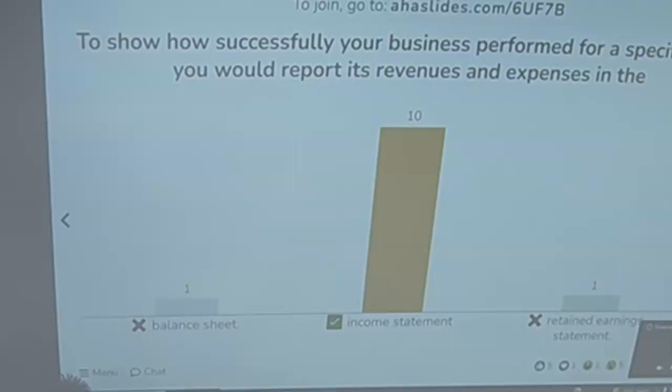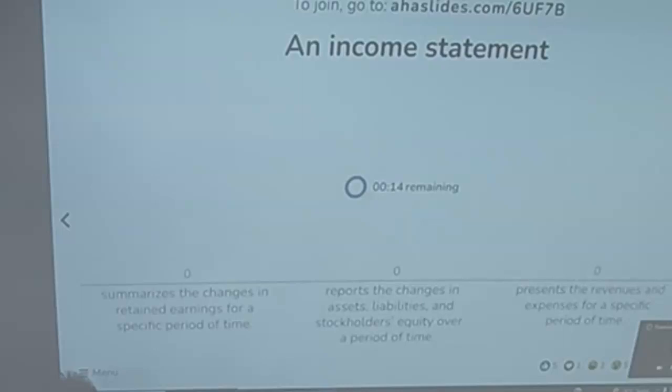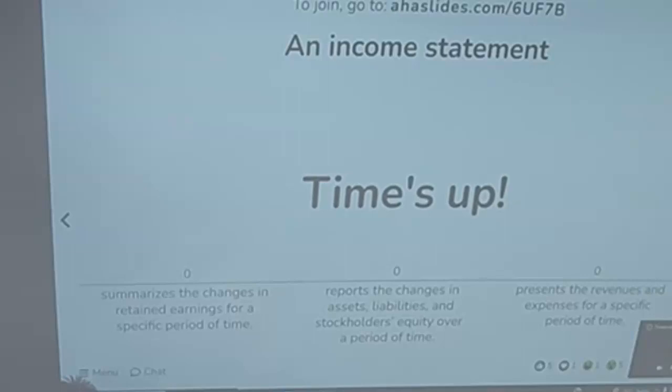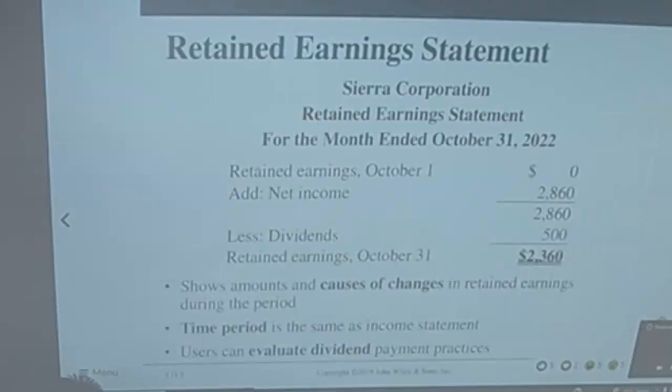Okay. Next question. An income statement summarizes the change in retained earnings, reports the changes in assets, liabilities, and shareholders' equity, or presents the revenue and expenses for a specific period of time. I don't know why anybody would answer the other two. Obviously, they weren't paying attention. This is revenue and expenses. That's the only two types of accounts.